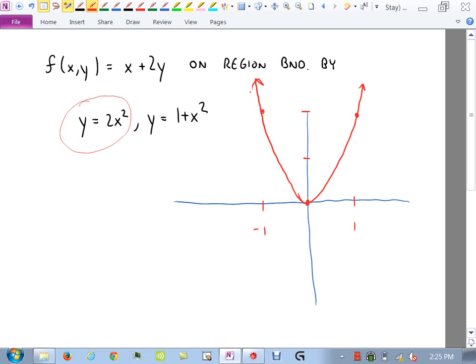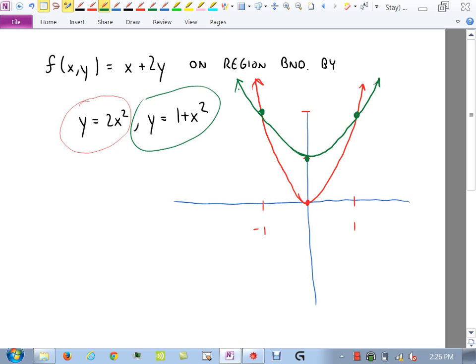And then the other one I'll do in green is 1 plus x squared. So if I plug in 0, I'm at 1. If I plug in 1, I'm where? At 2. I plug in negative 1, I'm at 2. And it's parabolic, and from the looks of it, it's going to do something like that. So I can tell just from the picture where they touch, right?